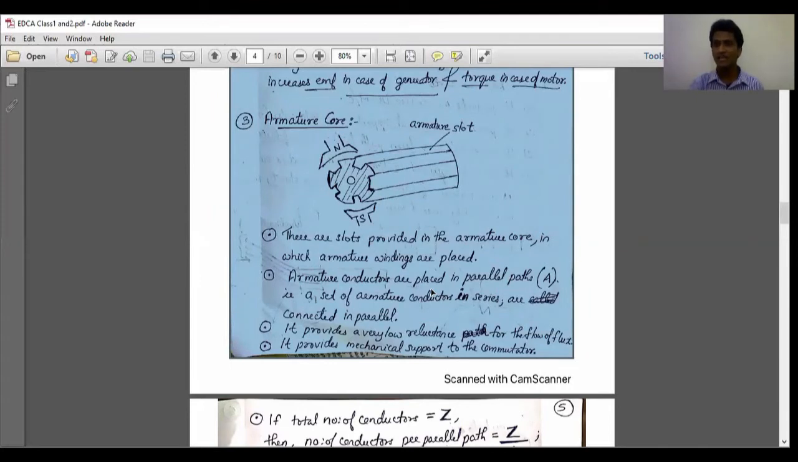Similarly, many parallel paths are there in the armature. That is the way by which we wound the armature winding. So, the armature conductors are placed in parallel paths and it is denoted by A. A denotes the number of parallel paths, that is, a set of armature conductors in series. As I said before, many armature conductors are connected in series and such a combination is called one parallel path, and many such parallel paths will be present in case of an armature.